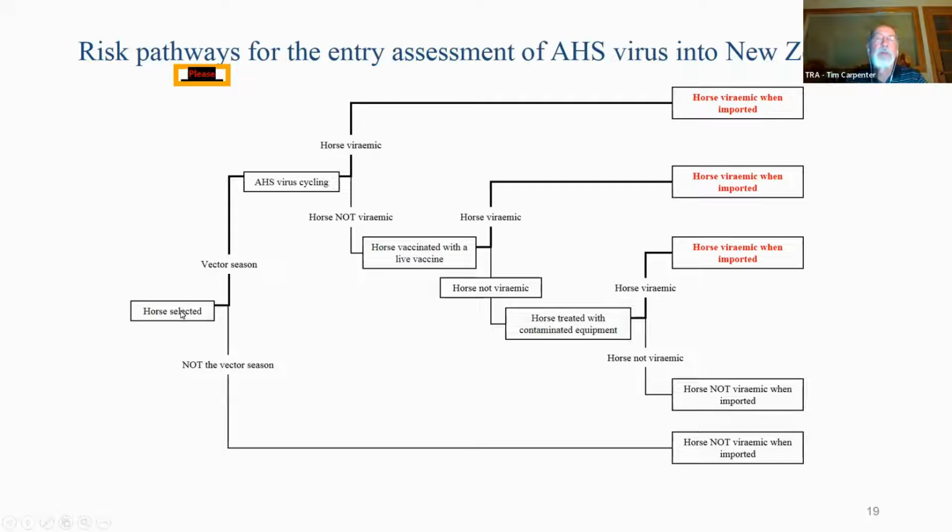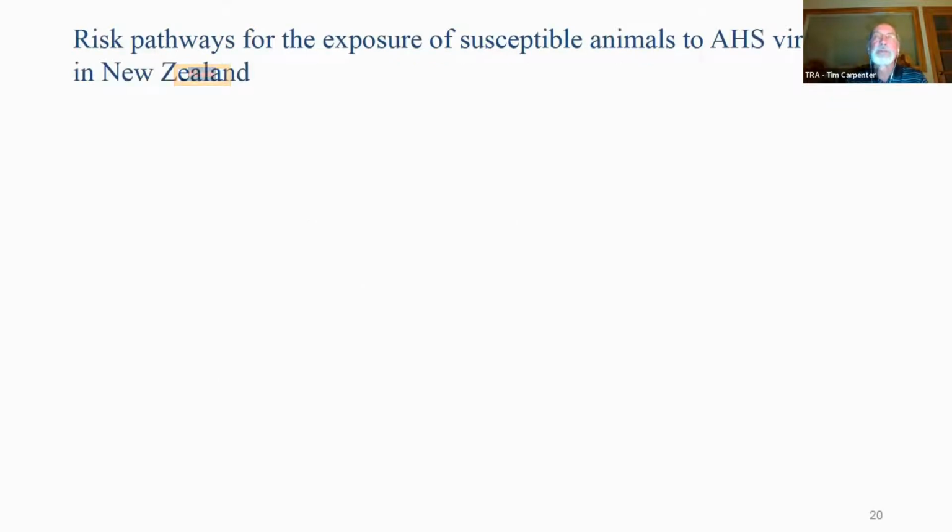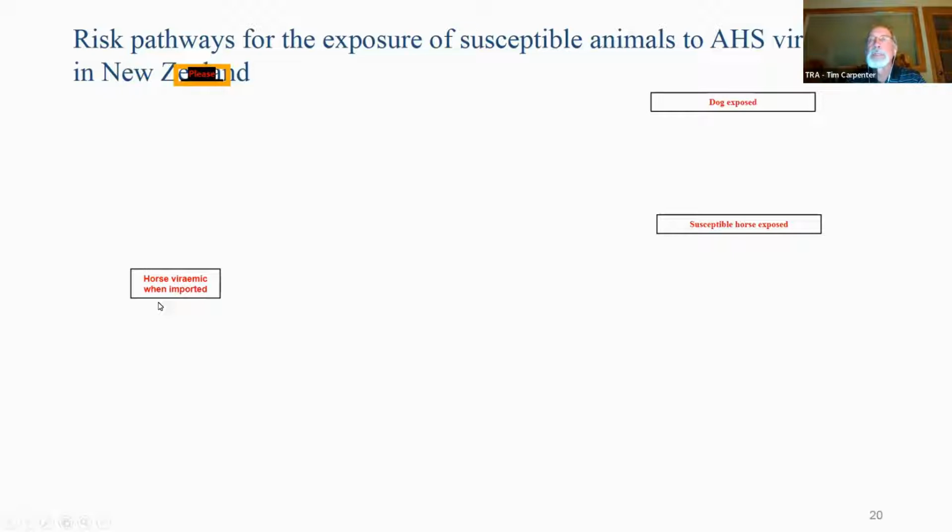Okay, so we've got the three possibilities of how an animal could be introduced into the population. And we need to now look at the possibility of that viremic animal having the virus escape into the population of equines. So that's the next step. What are the exposure pathways for AHS virus if you have the introduction into the population? So we've got a viremic horse that's imported, and we want to see what sort of spread might occur. And here we've got the susceptible horse population, but then we also have another potential host, the canine, the dog that could be exposed from the infected animal.